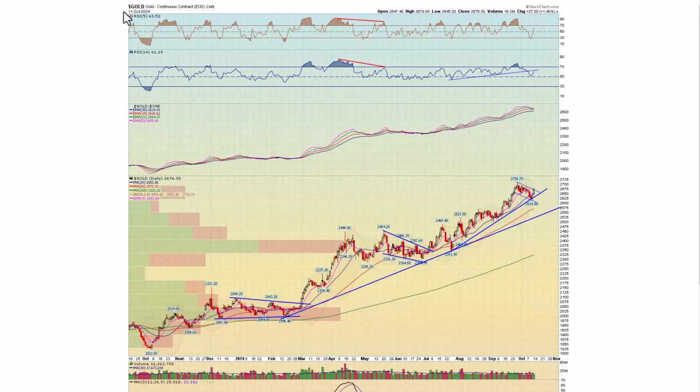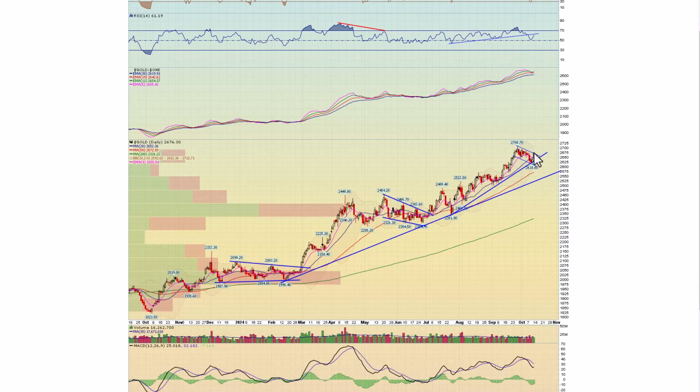And chart 78, here's the daily view. Now, gold did hold this little trend line here, just barely last week. Could be a little flag. We'll see how this works if this wants to have another pop to a new high.